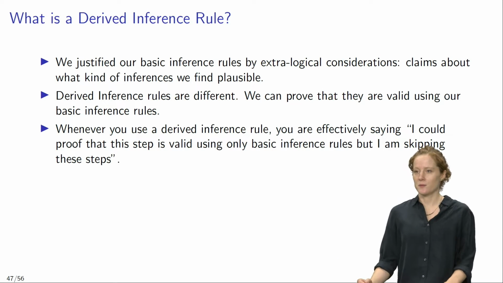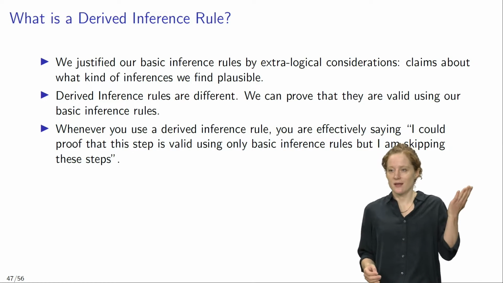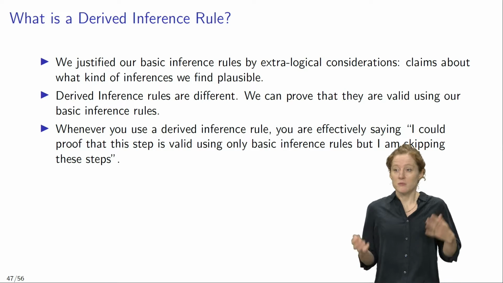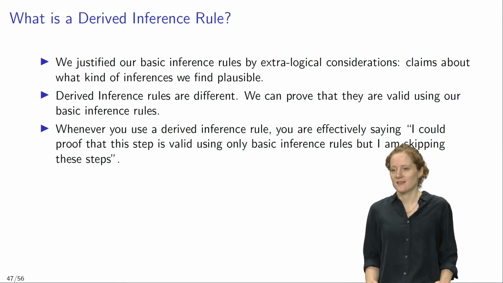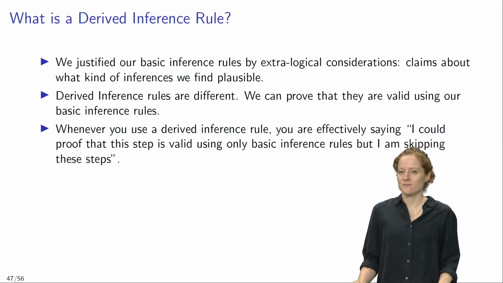So for example, when we introduced conjunction introduction, we just said, well, naturally, if you have shown that A and you also have shown that B, you can infer that A and B. That's just a very natural and plausible inference.